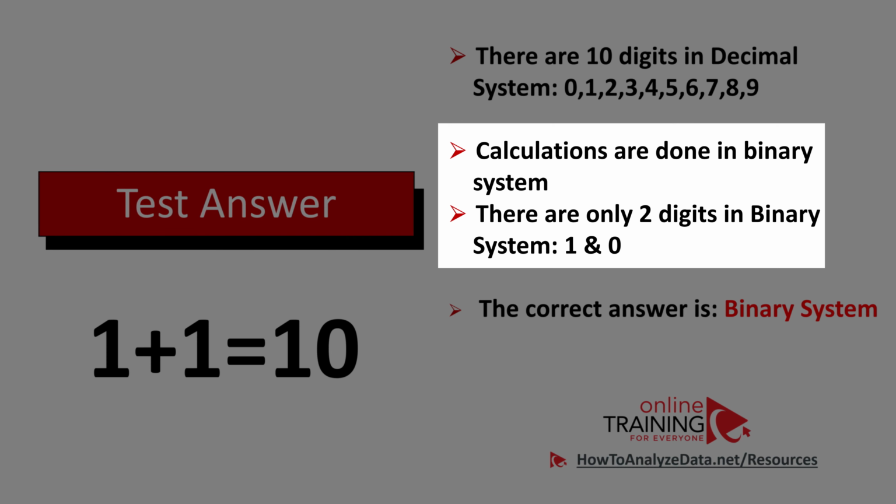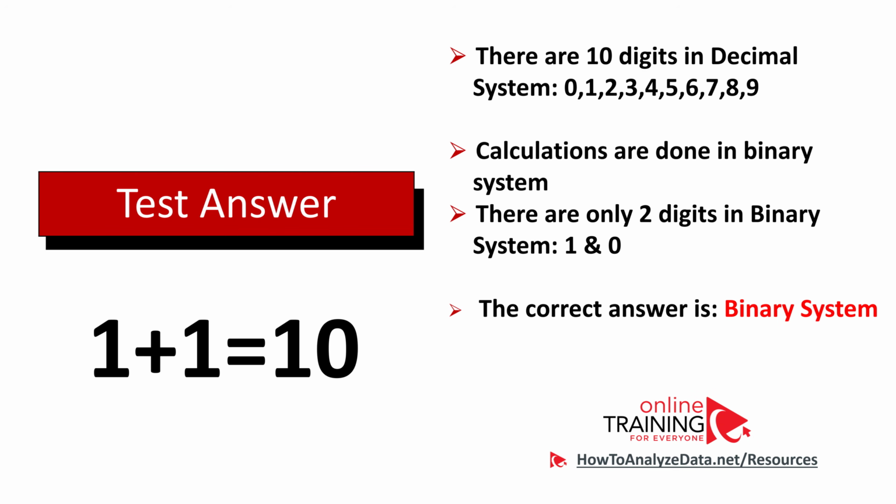So what happens when you do a calculation in the binary system and you add 1 plus 1? What looks like 10 in the binary system is 2 in the decimal system. So the correct answer: this calculation is possible because of the binary system. Let me demonstrate this to you.